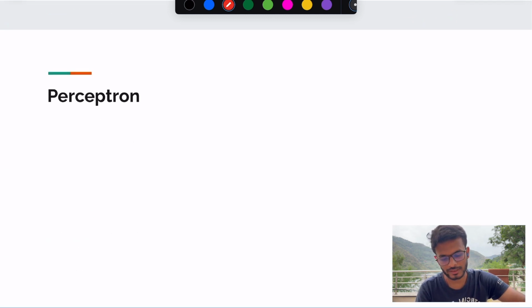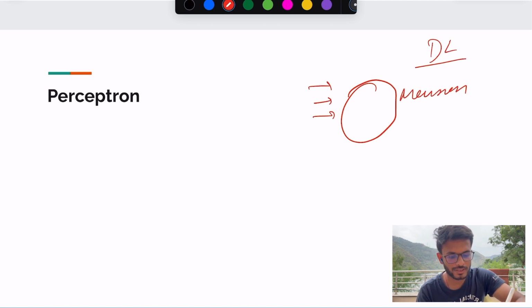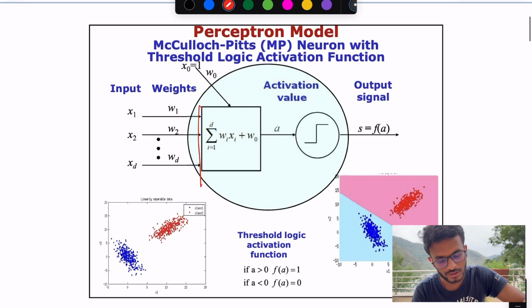So we'll start with the basics, with the perceptron. The perceptron is basically a neuron. Again, I'm assuming a certain level of knowledge of deep learning and neural networks here. So this is your basic neuron. It takes an input, let's say a vector x, and then it produces an output, vector y, or it can be a scalar also, not an issue.